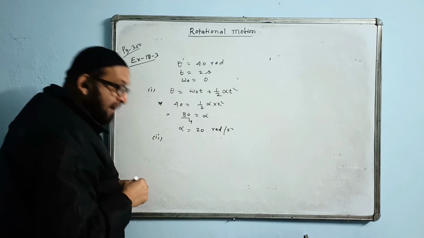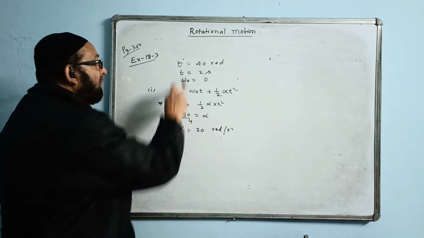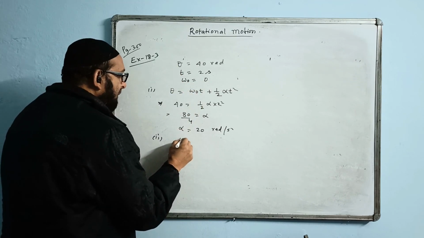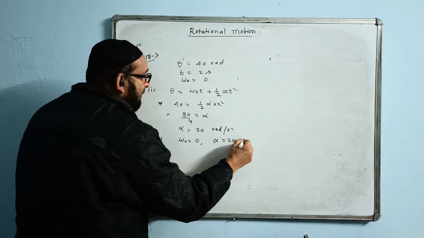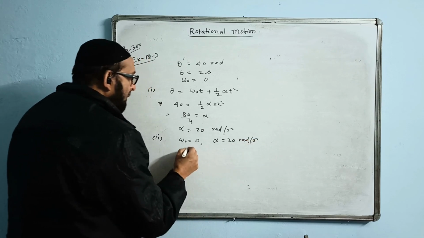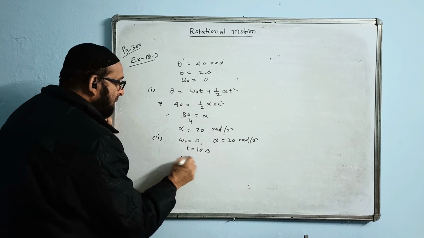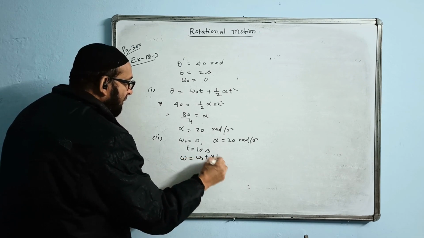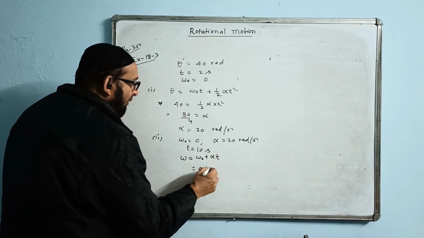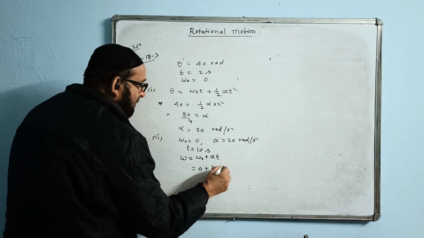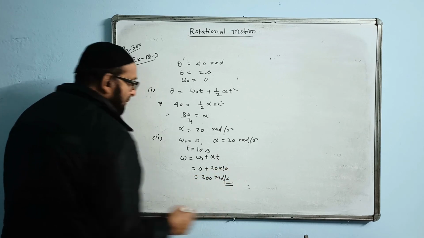And the second part says same torque continues. You have to find the angular velocity after 10 seconds from the start. Start velocity is what? 0. For the second part again omega naught is 0. Alpha value will be same because same torque continues, 20 radian per second square. Time is now given 10 seconds. That means omega is equal to omega naught plus alpha t, then v is equal to u plus at formula. Omega naught value is 0. Alpha is 20 and time is 10. The answer is 200 radian per second.